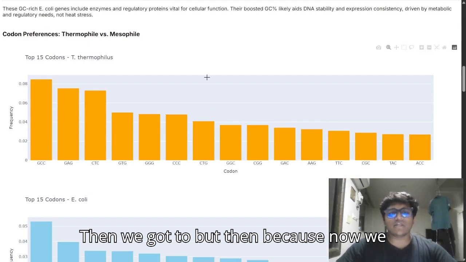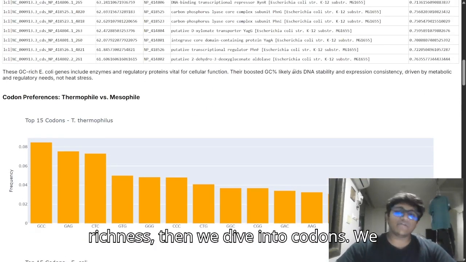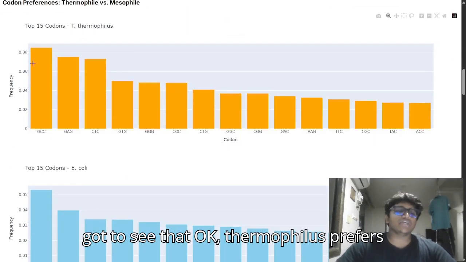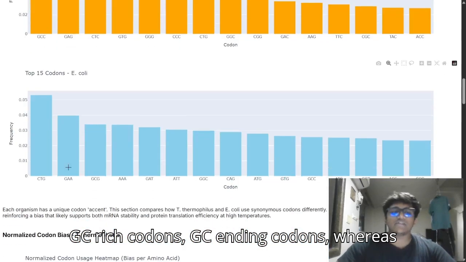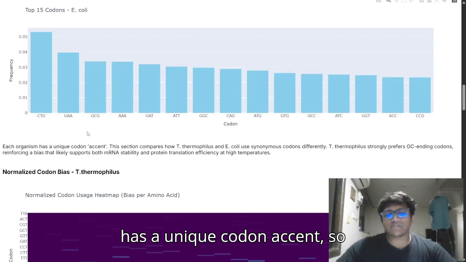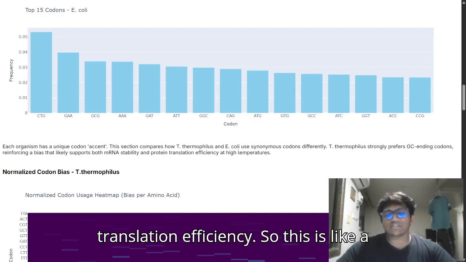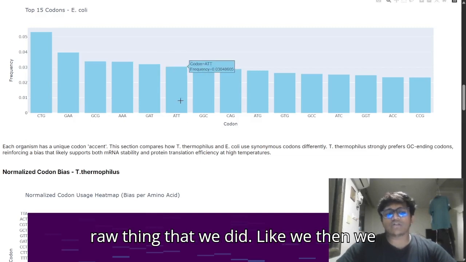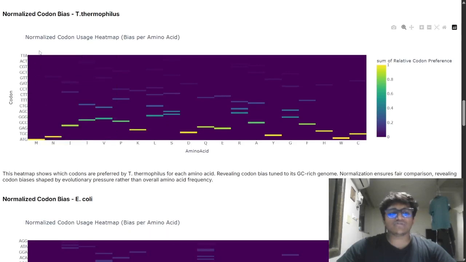Then, because now we know DNA is stable due to GC richness, we dived into codons. We got to see that Thermophilus prefers GC rich codons, GC ending codons, whereas E. coli is pretty balanced and does not have a bias. Each organism has a unique codon accent. So Thermophilus prefers GC ending codons, because of mRNA stability and protein translation efficiency. So this is a raw thing that we did: we tried to plot codon bias, to see which one is preferred.